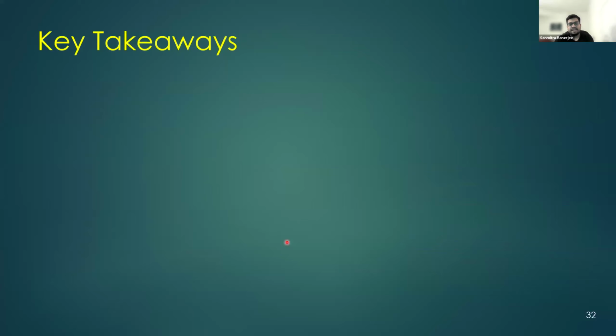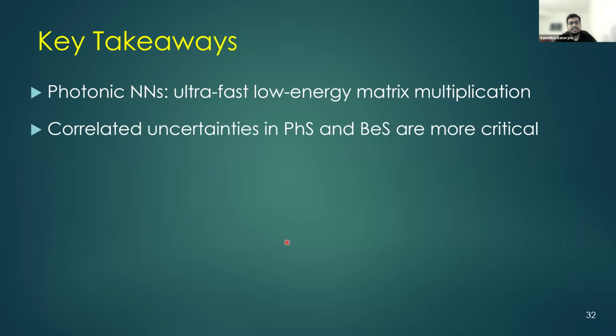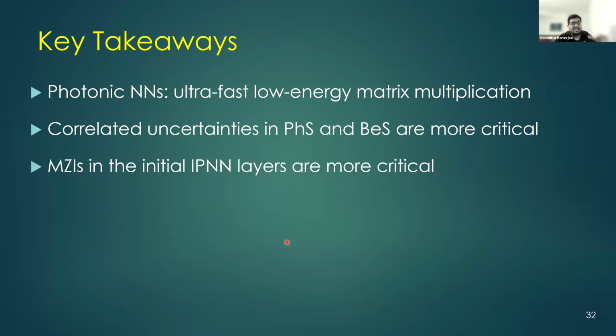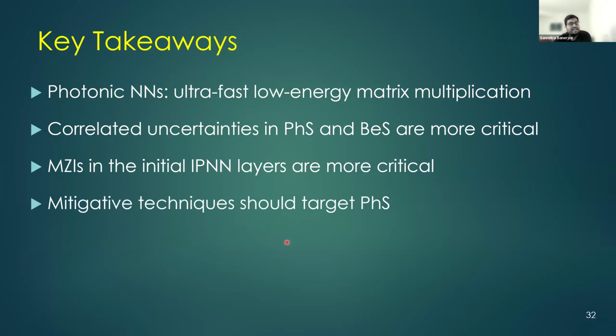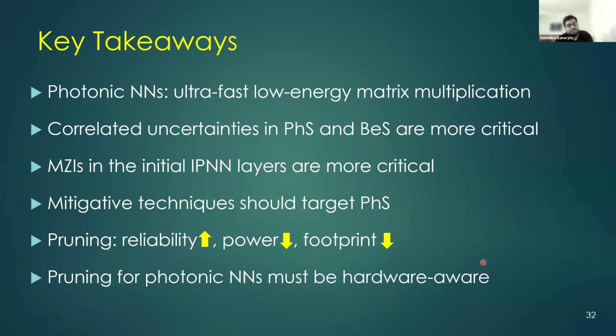I'll finish with some key takeaways. Photonic neural networks offer ultra-fast, low-energy matrix multiplication. We saw that correlated uncertainties in phase shifters and beam splitters are more critical than random uncertainties. MZIs in the initial layers are more critical. They are very, very sensitive to uncertainties. Mitigative techniques should target phase shifters, particularly phase angles. Pruning improves our reliability, reduces power consumption, reduces footprint. And most importantly, pruning for photonic neural networks must be hardware aware.